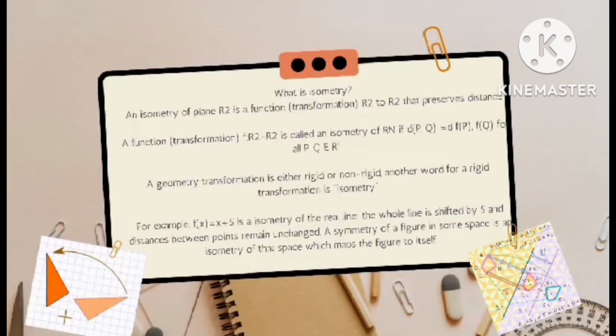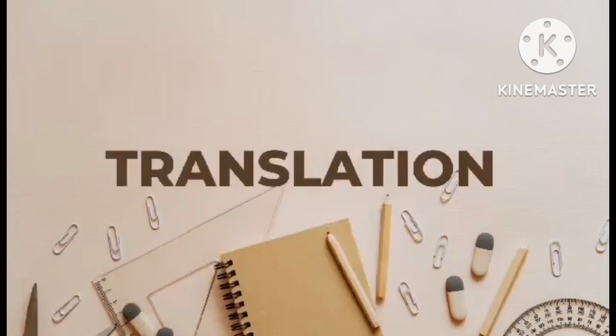For example, f of x equals x plus 5 is an isometry of the real line. The whole line is shifted by 5 and the distance between points remains unchanged. A symmetry of a figure in some space is an isometry of that space which maps the figure to itself.